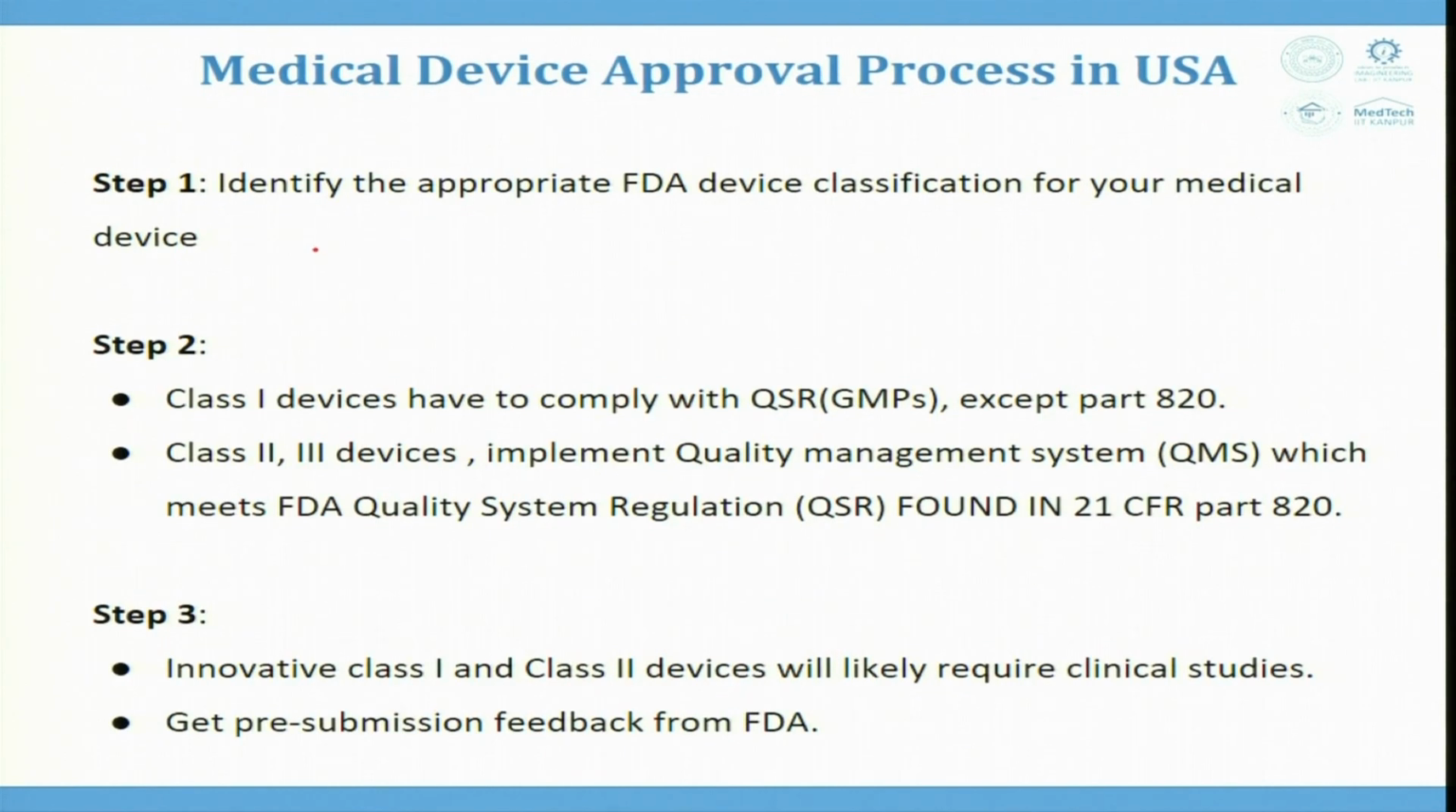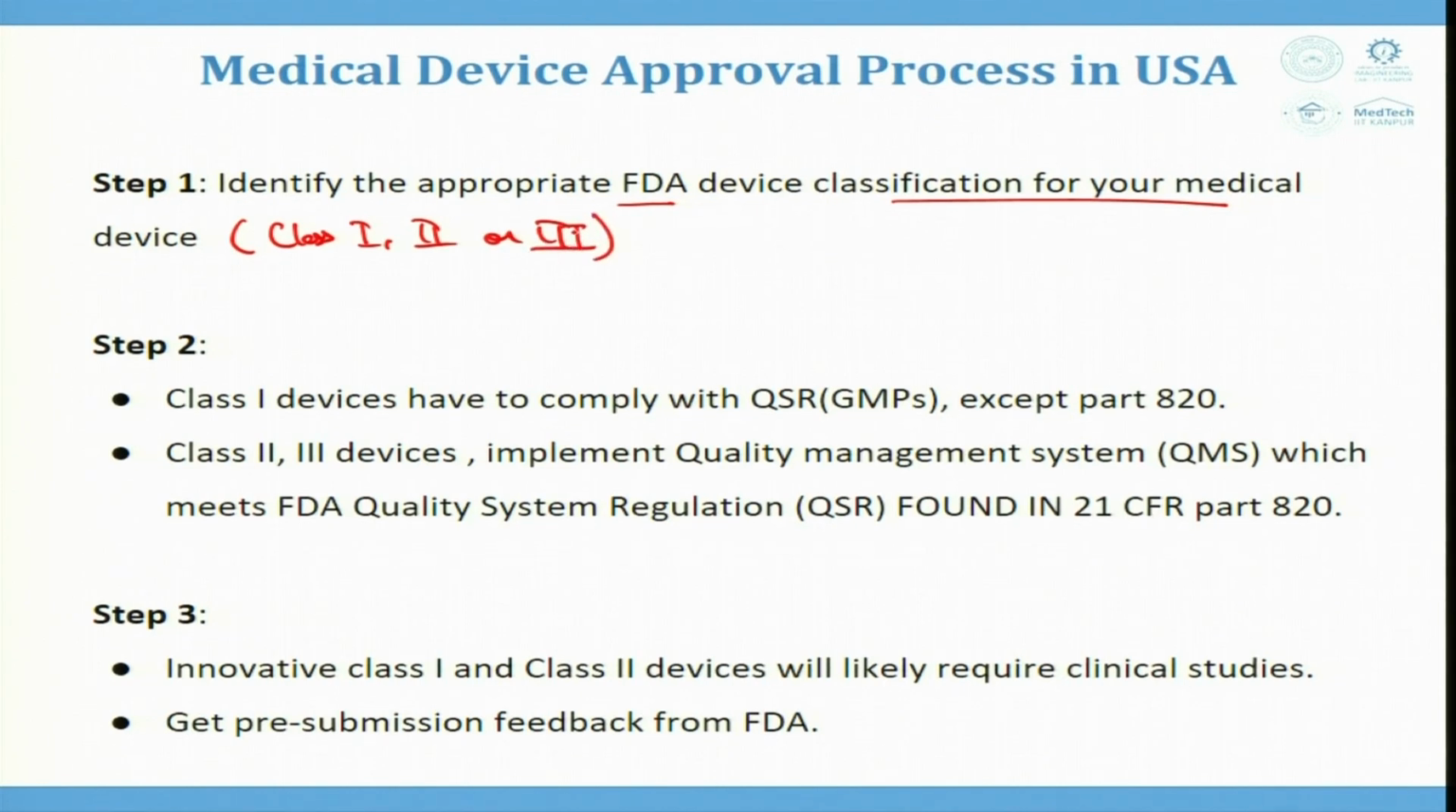The medical device approval process in US is in such a way that certain steps are there. There are 10 steps mentioned in this classification. Step 1 is identifying the appropriate FDA device classification for your medical device. That is, FDA gives us a classification whether we are trying to classify it in class 1, 2 or 3.